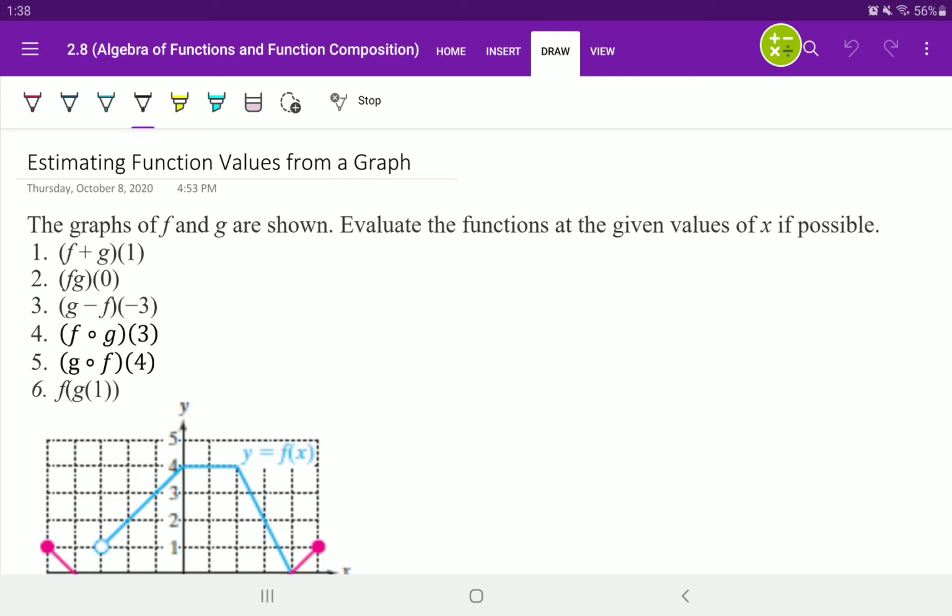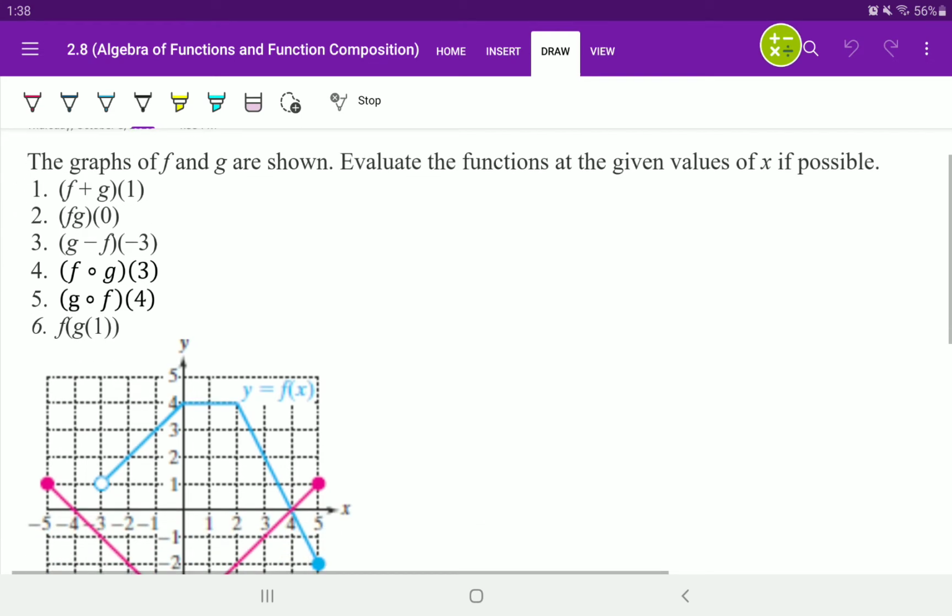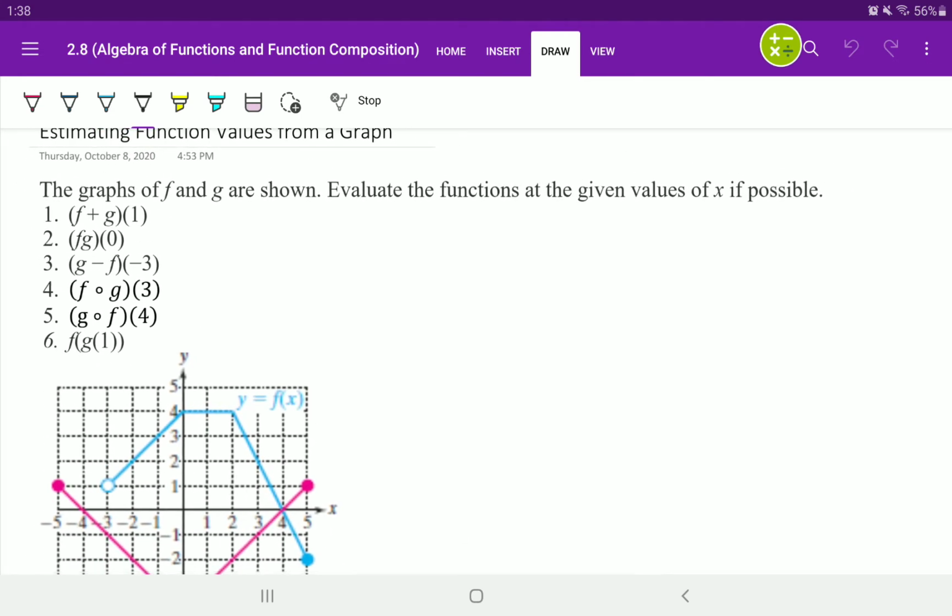But it says here, the graphs of f and g are shown. Evaluate the function at the given values of x if possible. So this combines what we learned in the algebra of functions with the composition of functions. So for number one, we want to find (f plus g) of 1, which equals f of 1 plus g of 1.